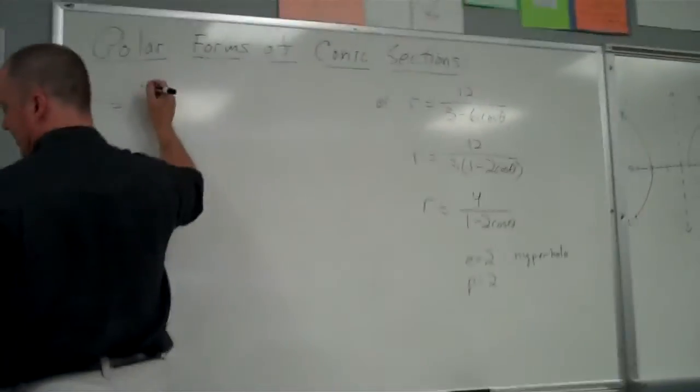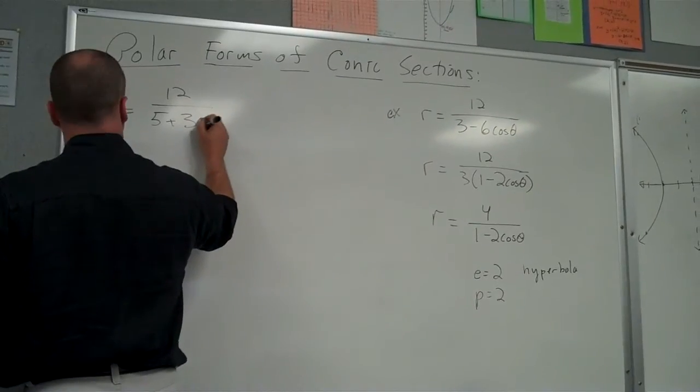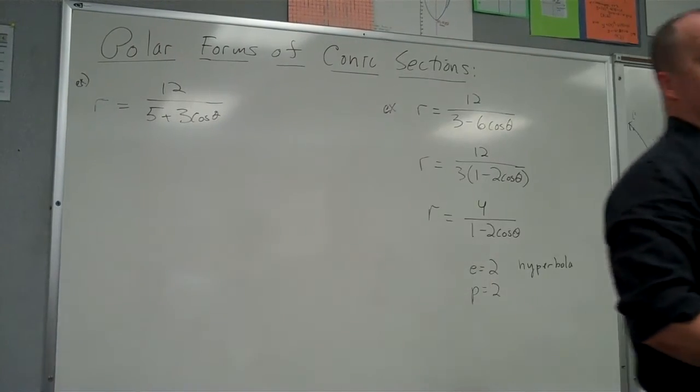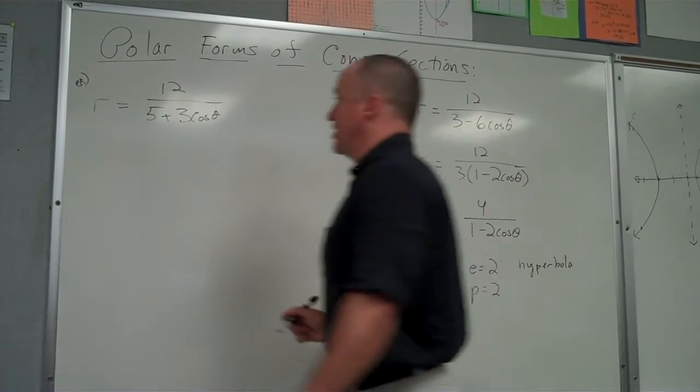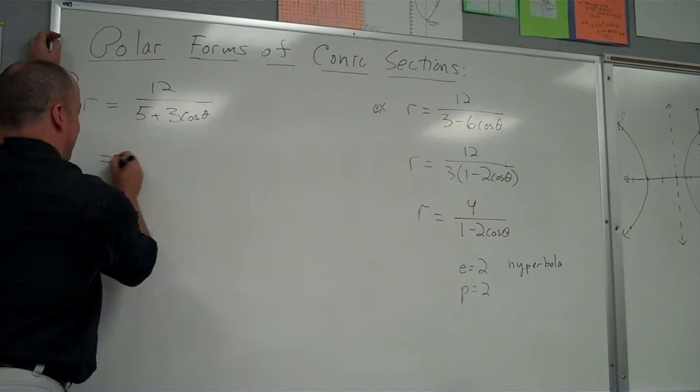Ready, new example. This will be an ellipse, and the numbers will be ugly. r equals 12 over 5 plus 3 cosine theta. The only thing I'm going to say for certain is it's going to be horizontal. Wait, it doesn't work. It works, it'll just be ugly. No, you can't pull it out. Yeah, you can. So then this means some ugly numbers.